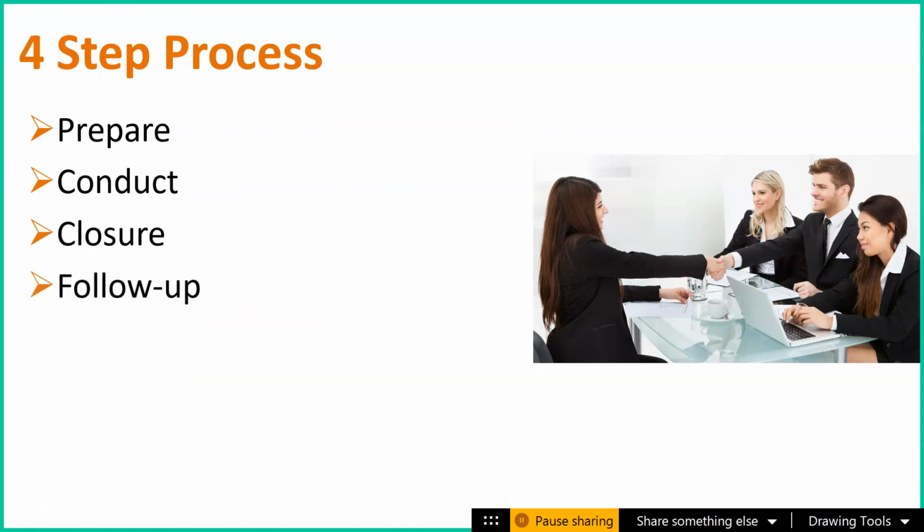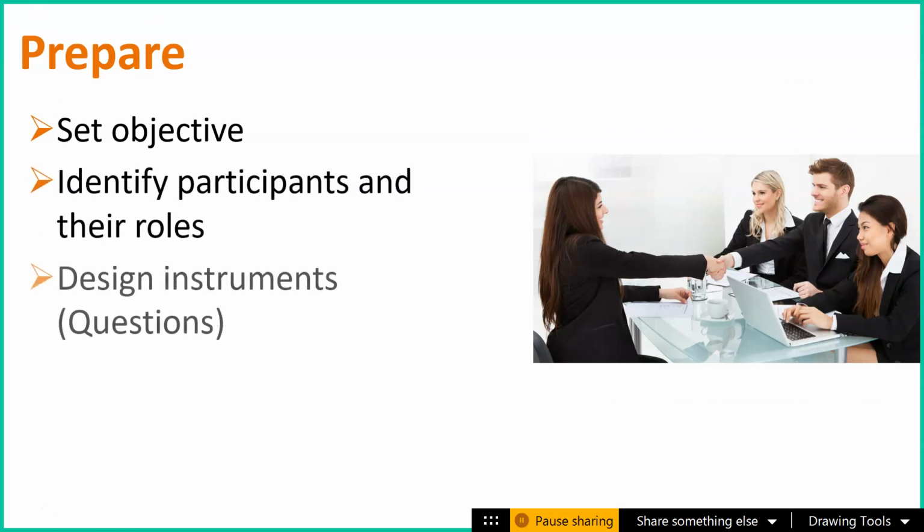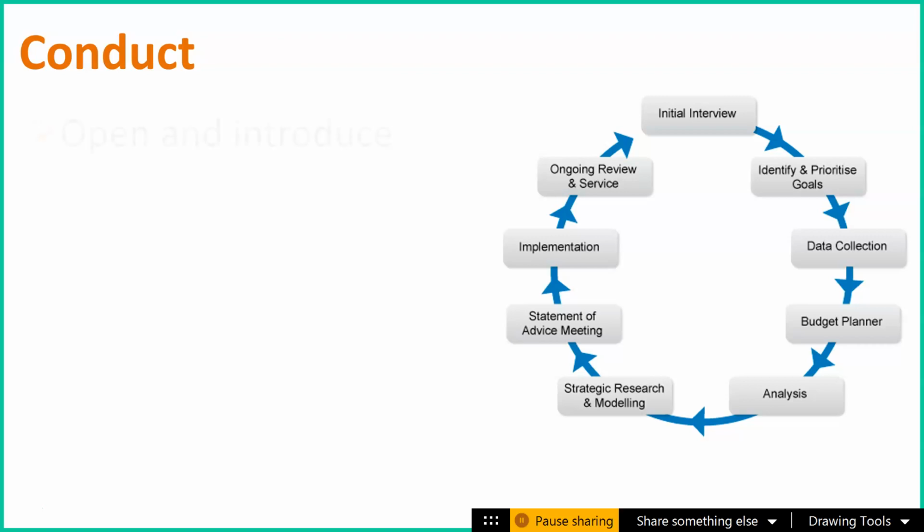We've already talked about you prepare, you conduct. Closure and follow-up are the same thing as confirm elicitation results. Those two go together in confirm. In prepare, we've already talked about this. Set an objective. Make sure you know who's involved and what they do. Make sure you're ready with whatever you're going to be asking. Make sure you've got the room ready, stuff like that.